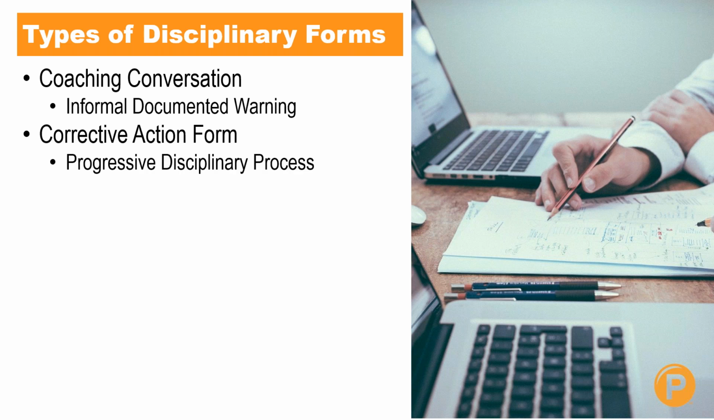Now, the next type of disciplinary form is a corrective action form. And this is the most common type of disciplinary action form, and it really tends to be the pillar of most organizations' performance management. Corrective action forms are usually used in tandem with a progressive disciplinary process that most companies utilize. And this is where employees are moved through each of the stages of discipline if their behaviors or their issues are not corrected. Those stages tend to be the verbal, the written, the final written, and then finally termination.